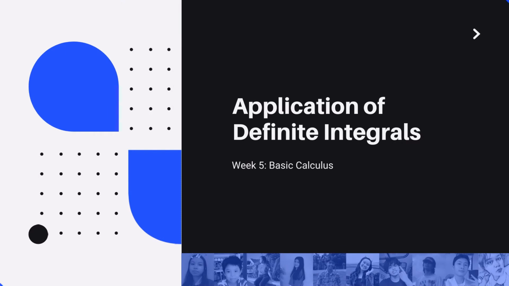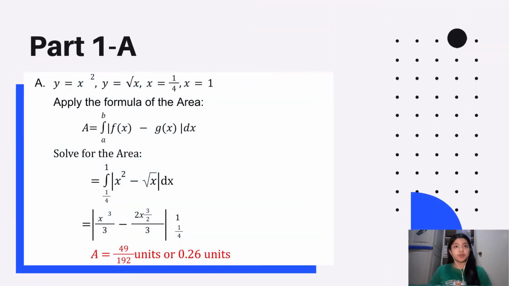of Definite Integrals. In this problem, we need to find the area between the curves, given that our functions are y is equal to x squared and y is equal to the square root of x, with 1/4 and 1 as the interval. So, the area between the curves f(x) and g(x) in the interval [a, b] can be expressed as A is equal to the integral from a to b of f(x) minus g(x) dx.